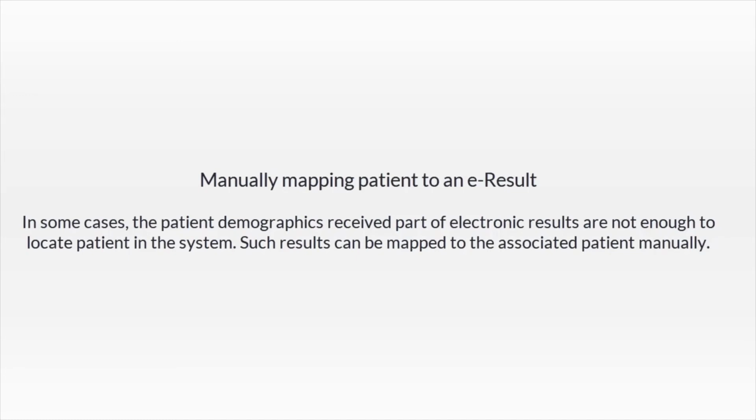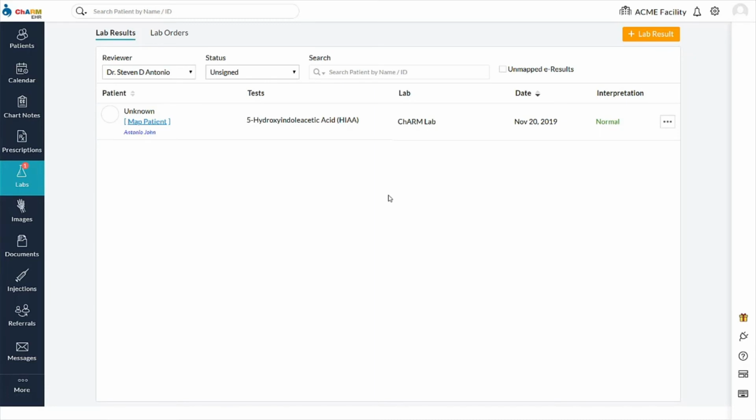Manually mapping patient to an unsolicited result. Unsolicited results may be received with incorrect patient details. Such results will not be mapped to the patient automatically. They are listed in the Lab Results section with Unknown Patient. Patient can be mapped to this result using Map Patient option.